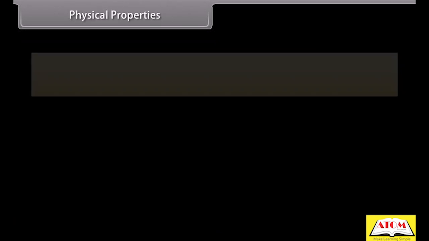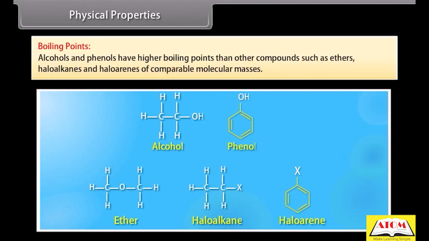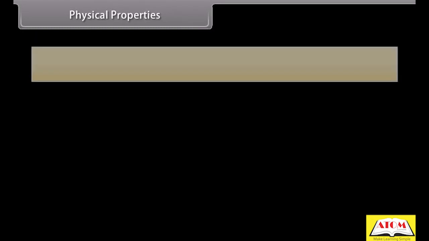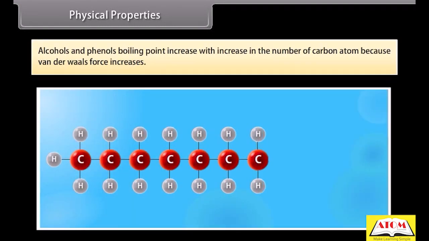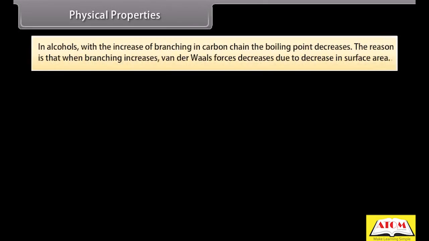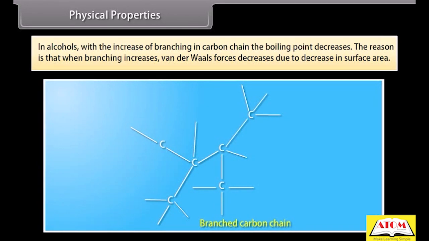Physical properties. Boiling points. Alcohols and phenols have higher boiling points than other compounds such as ethers, haloalkanes and haloarenes of comparable molecular masses. The boiling points of alcohols and phenols increase with increase in the number of carbon atoms because van der Waals force increases. In alcohols, with the increase of branching in the carbon chain, the boiling point decreases, because van der Waals force decreases due to decrease in surface area.